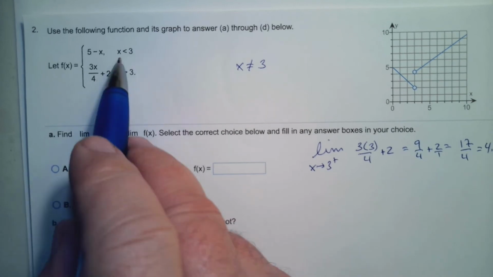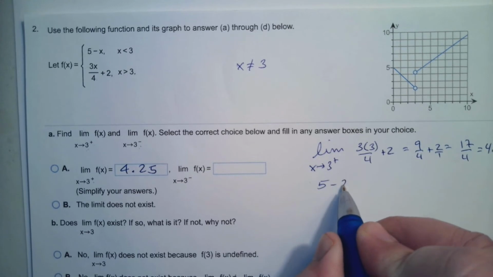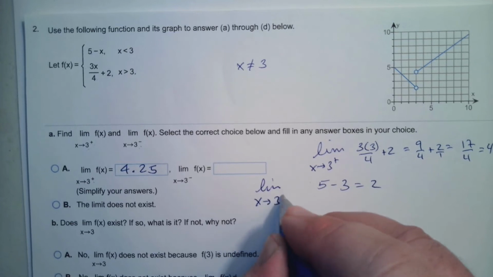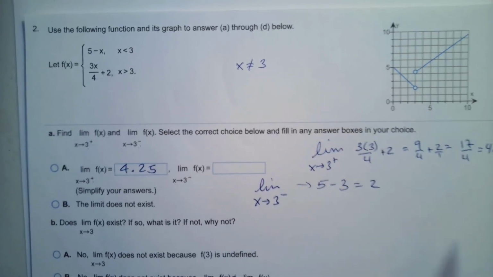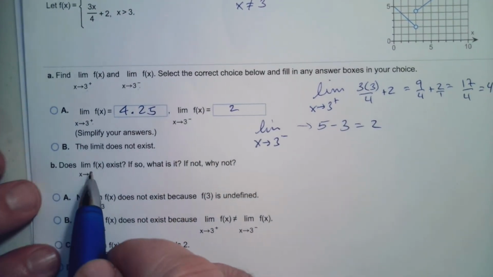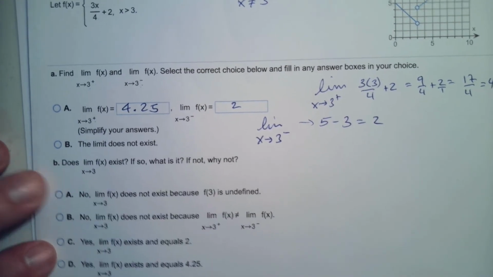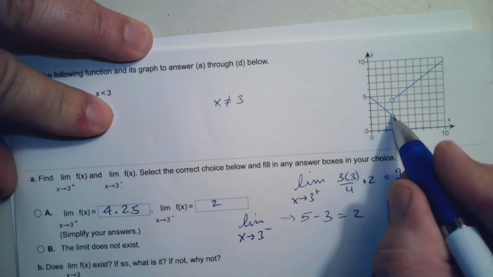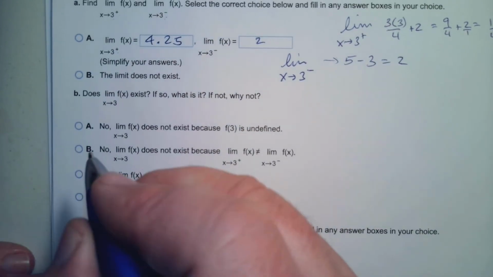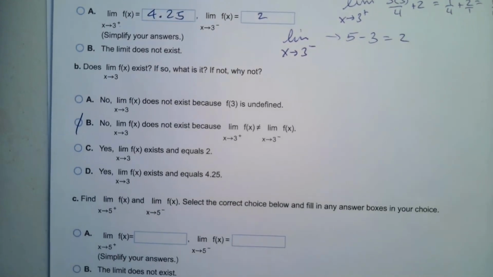Now from the left, x is less than 3. So we have 5 minus 3 is 2. This is from x coming to 3 from the left. So it's 2. Does the limit of f(x) at 3 exist? No, because there's no value there, and they're approaching different values going from left and right. So no, it doesn't exist.